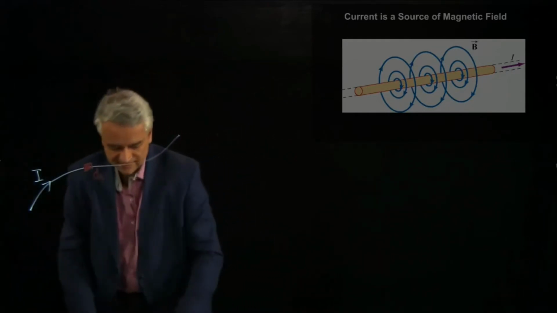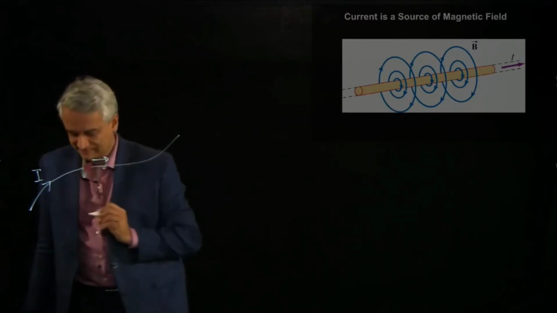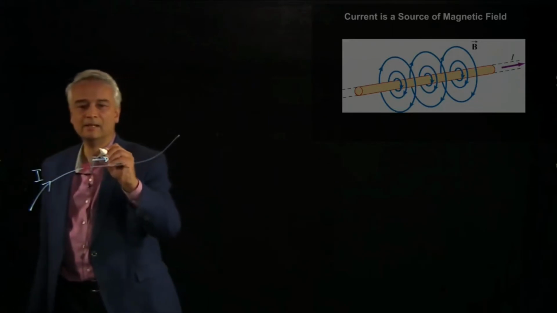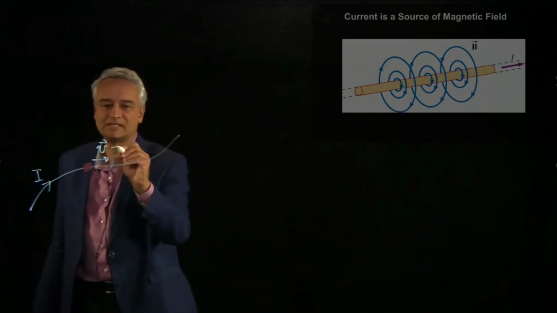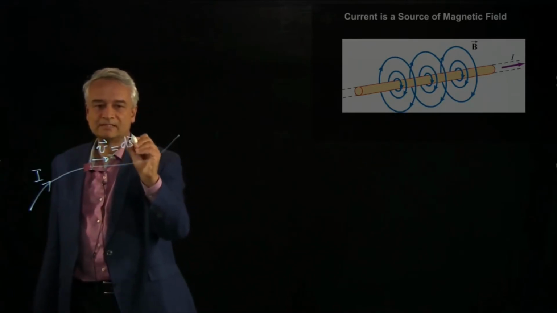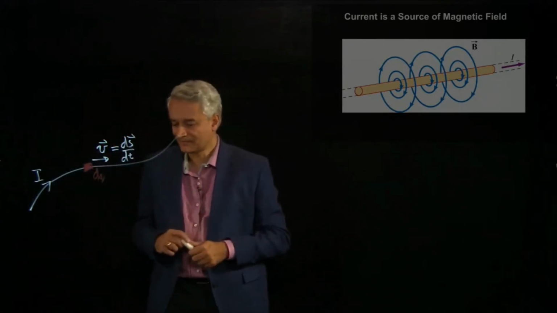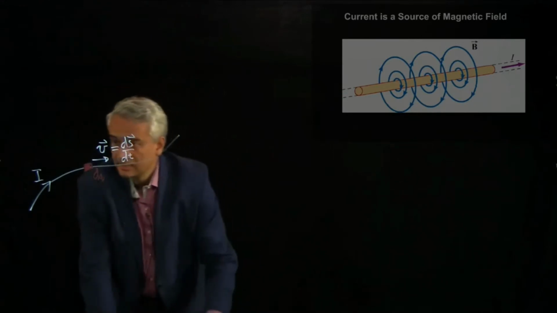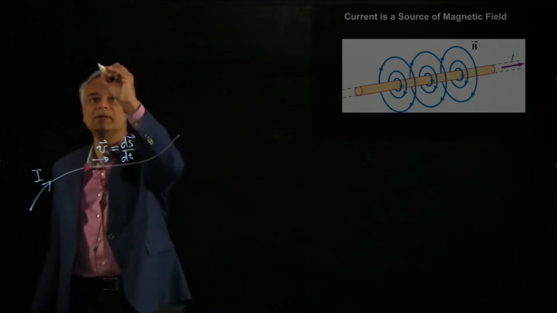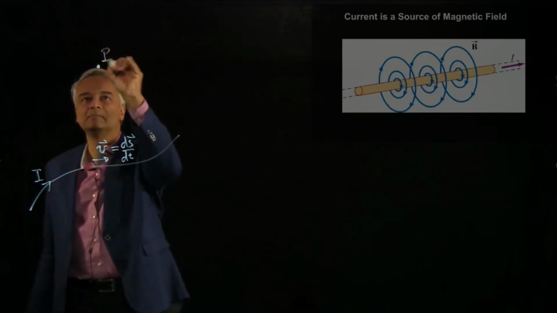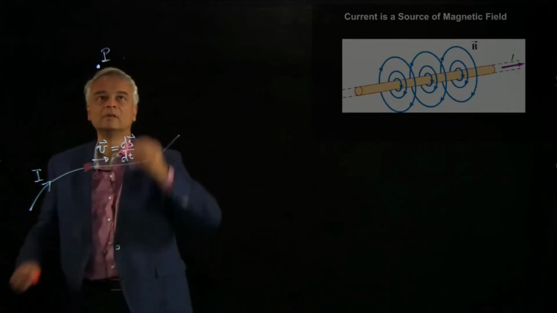And this charge is moving. It's moving with some velocity in this direction. This velocity we've been calling v. But I'm going to break this velocity down and I'm going to call it v equals ds dt, s being a position vector. And so if I pick a point, where's my point P going to be? Let's say I pick some point up here. Here's my point P. And I ask, what is the magnetic field at this point P?